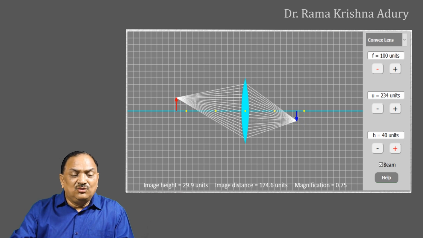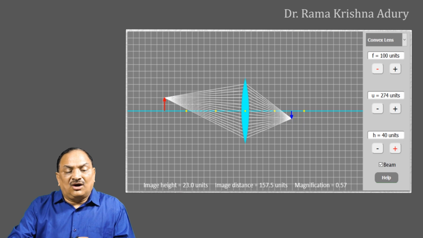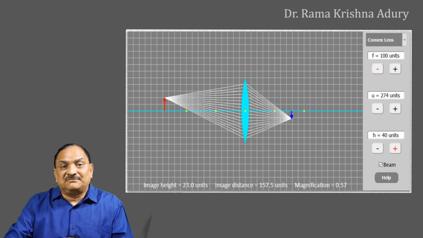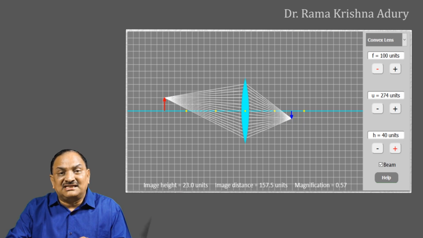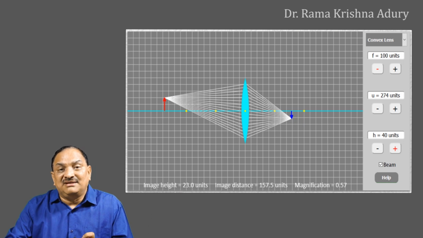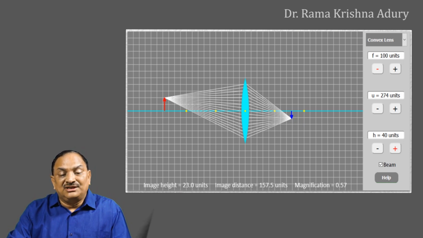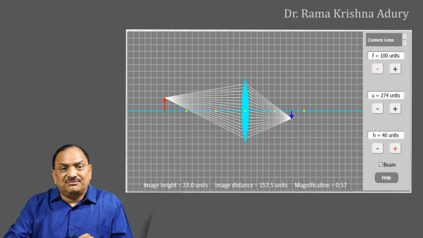But when you take the object a little farther, and now the object is placed beyond C, on the other side you can see the image is formed between F and C. And the important point you have to observe here is that the size of the image is less than that of the object. So it's a diminished image. Size is smaller. So where is it? It is between F and C. It is a real image, inverted image, and it is between F and C, and the size is less than that of the object. It's a diminished image.